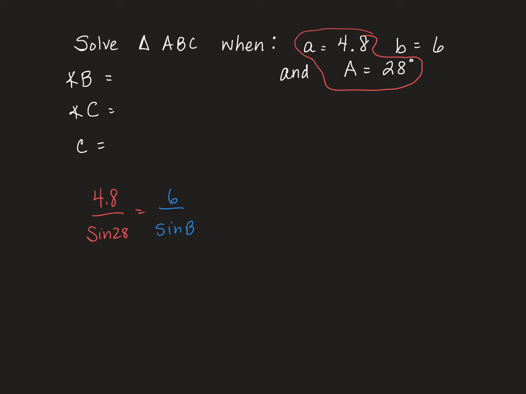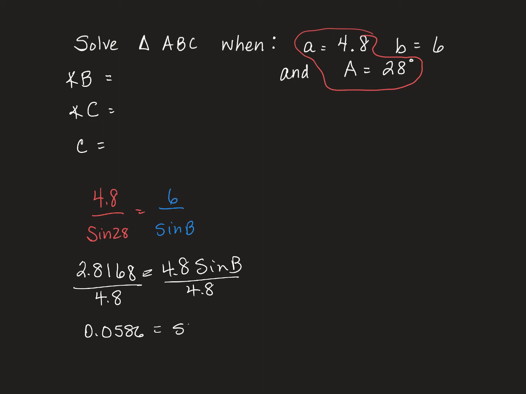That is going to be 2.8168 equals 4.8 sine of B. We're going to divide by 4.8. And we should get a number that is a smaller decimal, probably between -1 and 1. Yep, there we go. 0.0586 equals sine of B.